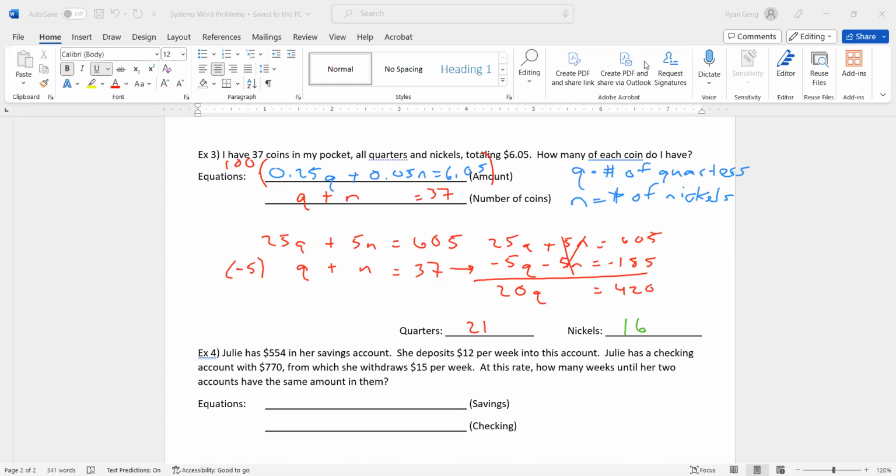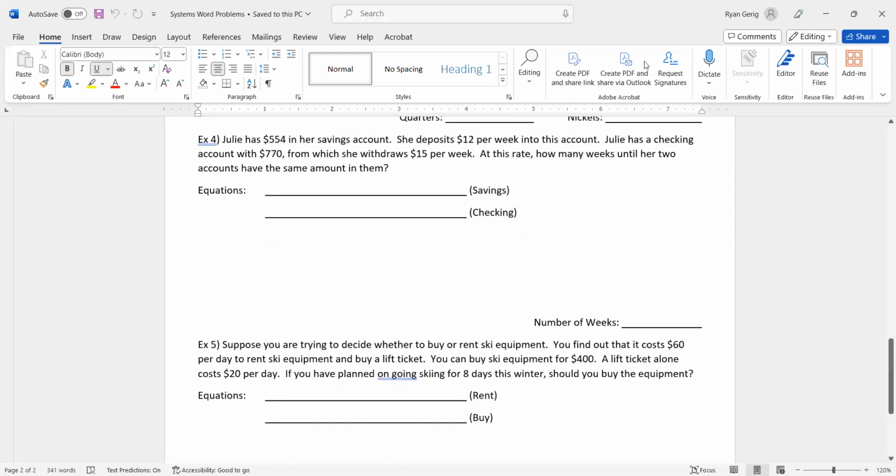Number 4. Julie has $554 in her savings account. She deposits, or puts money into this account, $12 per week. She has a checking account with $770 from which she withdraws. So she takes money out. At this rate, how many weeks until her 2 accounts have the same amount in them?